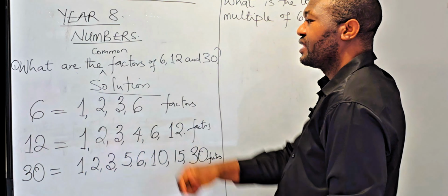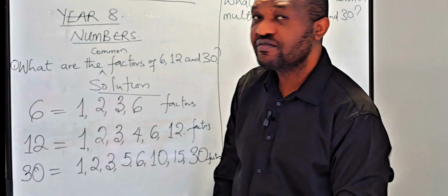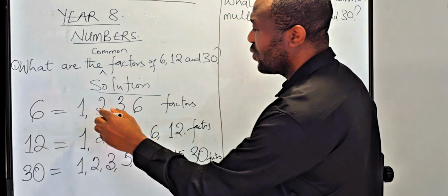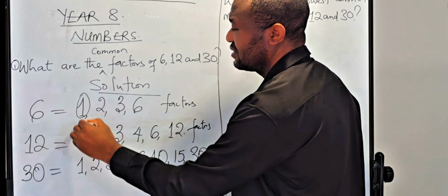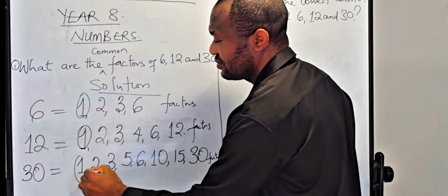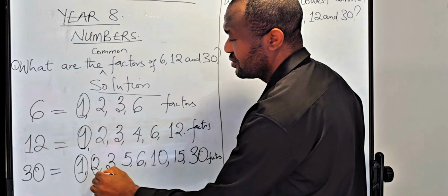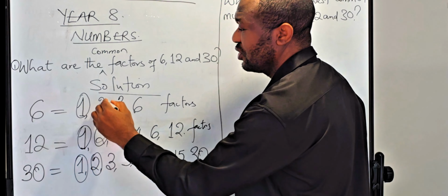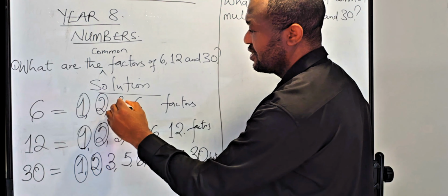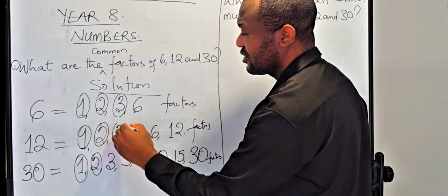You get it now. Now the question says, what are the common factors? 1 is common to all. 2 is common to all. 3 is common to all.